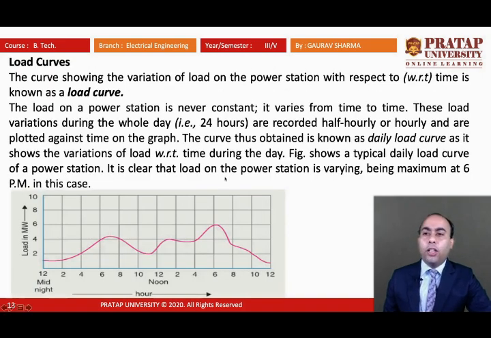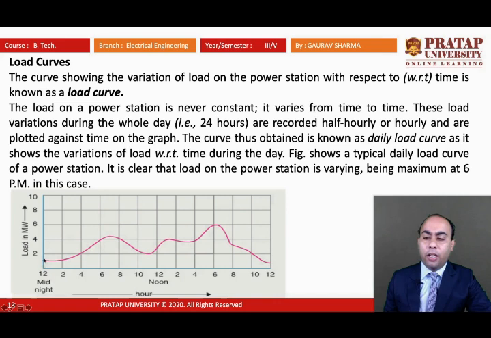The load curve is shown in the figure. The curve showing the variation of load on the power station with respect to time is known as the load curve. How our load is varying with respect to time is shown by the load curve. If you look at the graph, here is the load in megawatts and here is the time. So it shows how the load varies as per the time.